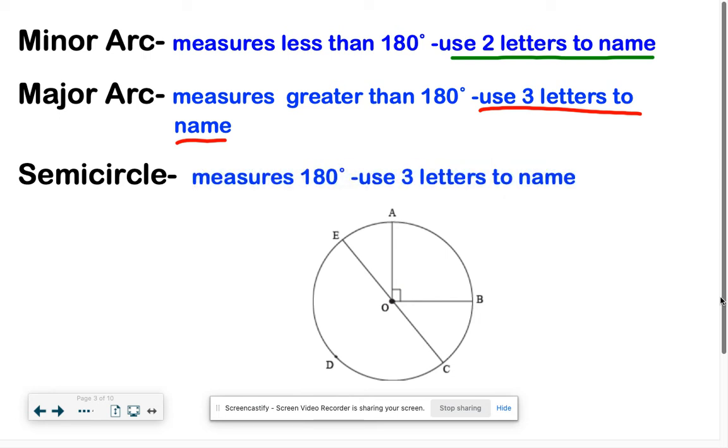And then lastly, a semicircle measures exactly 180 degrees, and you use three letters to name that. How you know if it's exactly a semicircle is that there will be a diameter that splits it. So I would know that arc EDC here would be a semicircle, or if you go the other way, EBC. Both of those are semicircles.